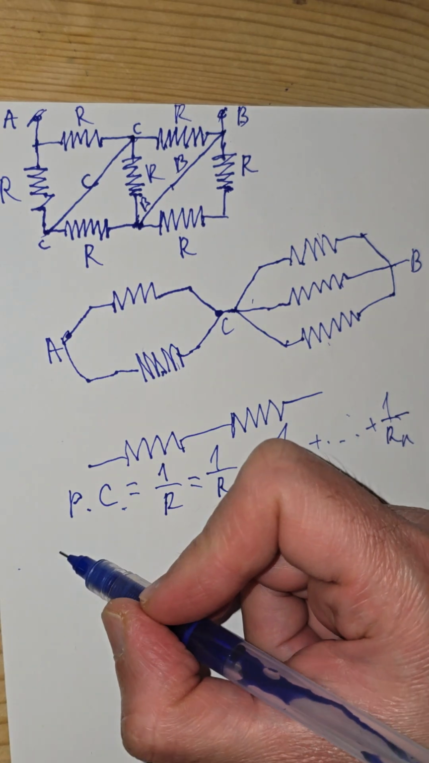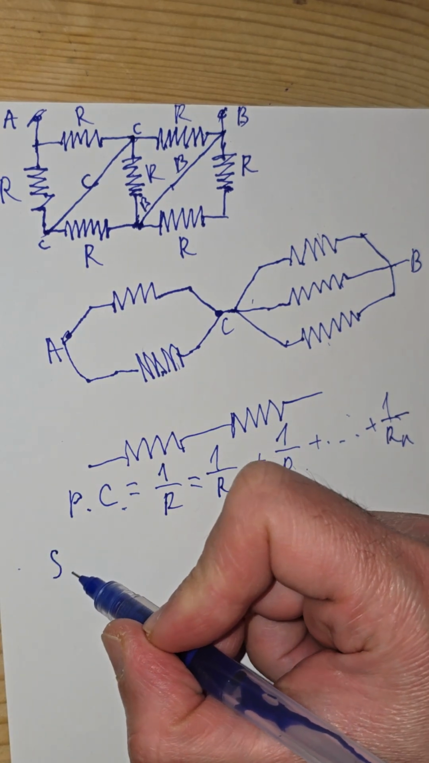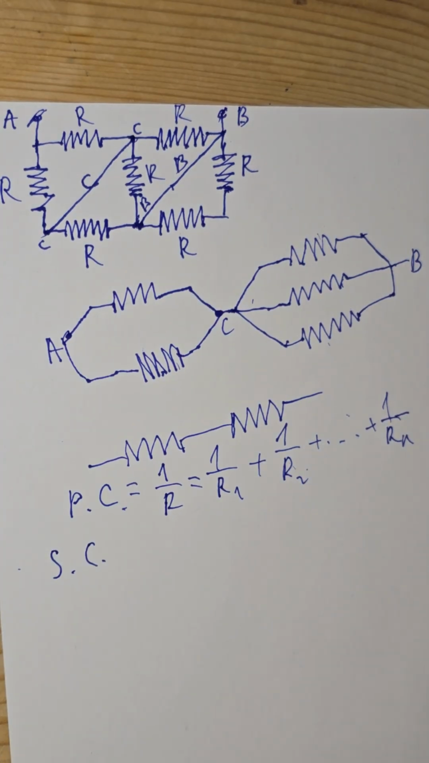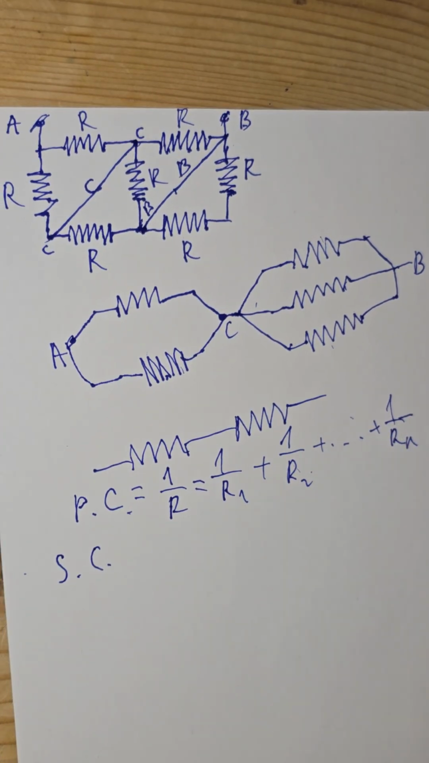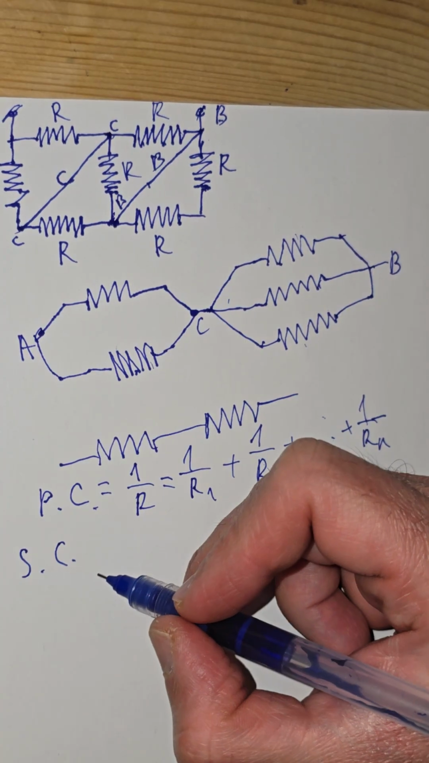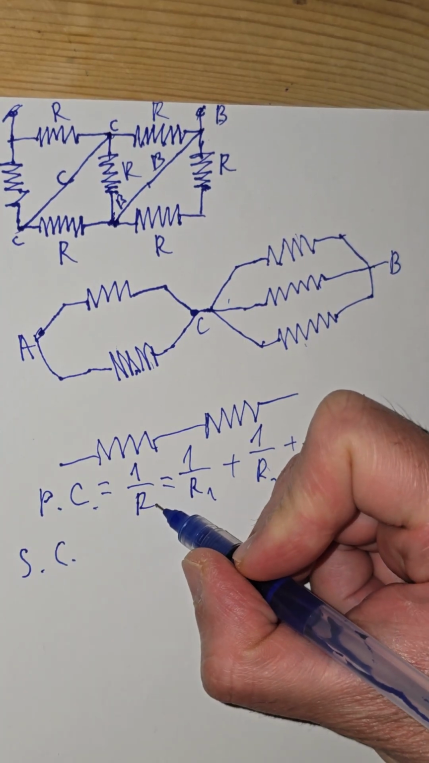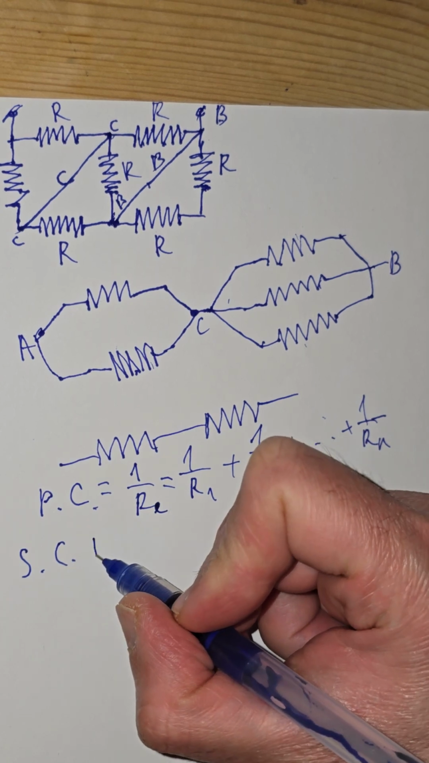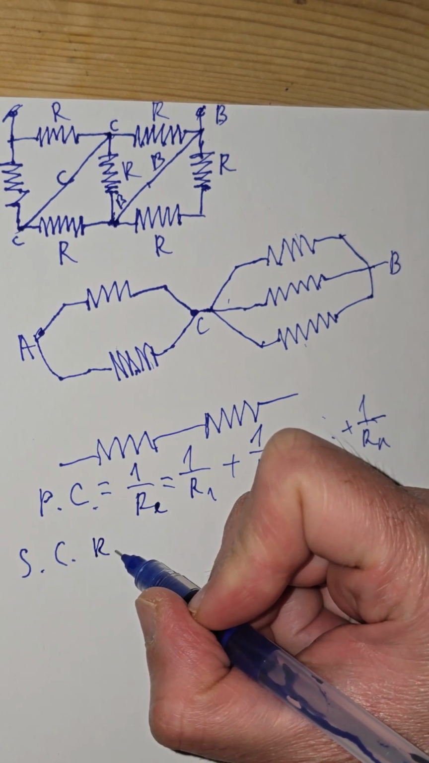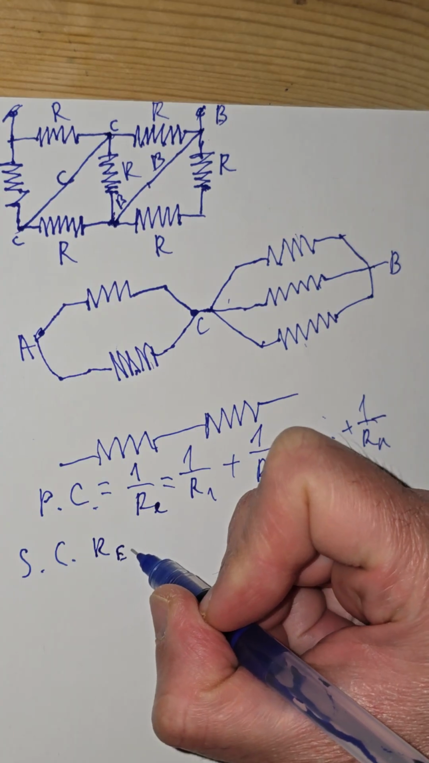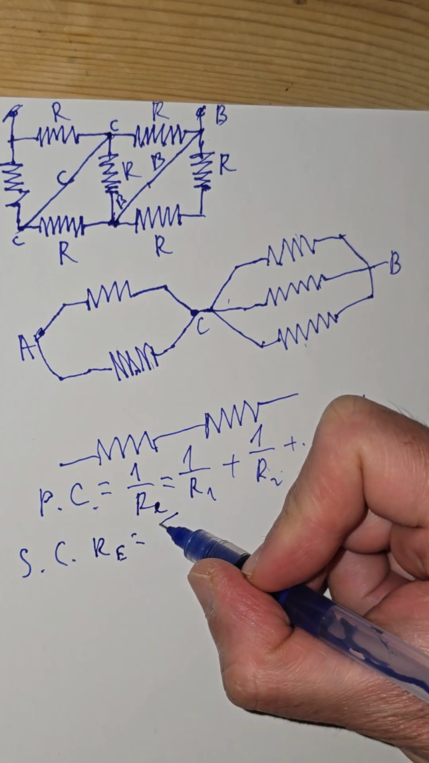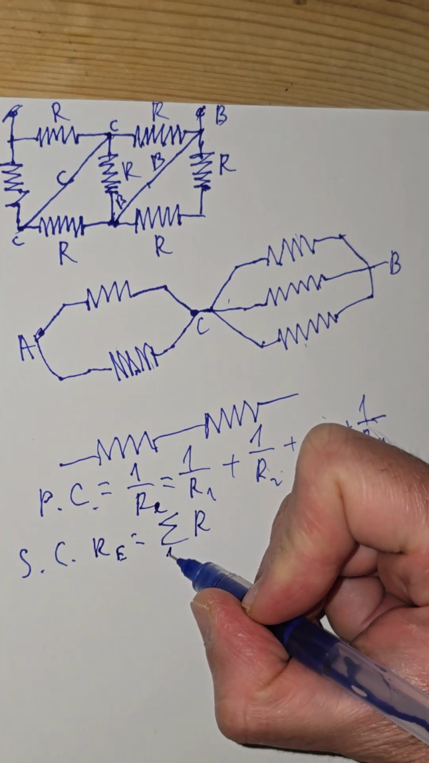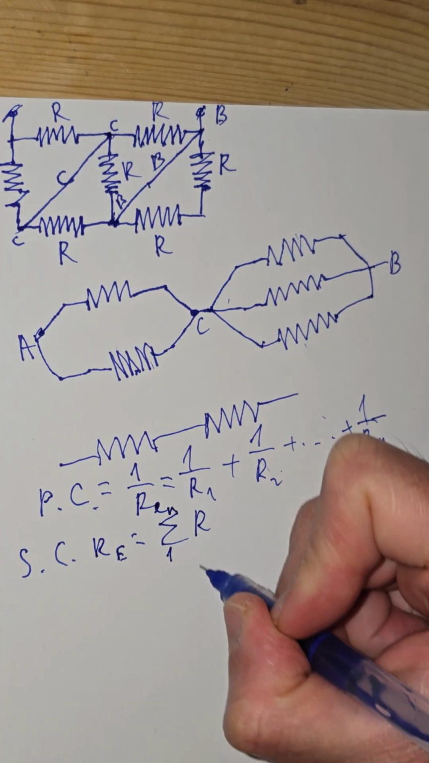And for a series circuit, the formula is like this: R equivalent is equal to the sum of R from 1 to n.